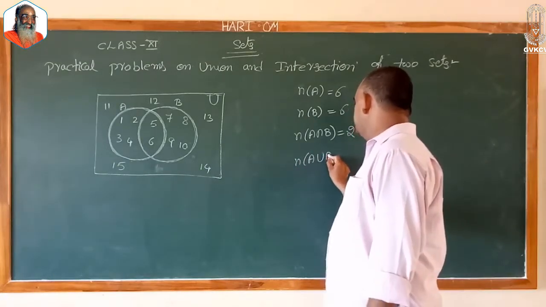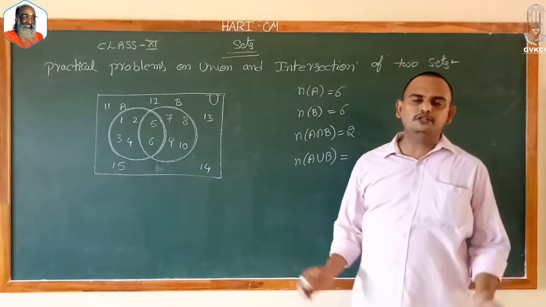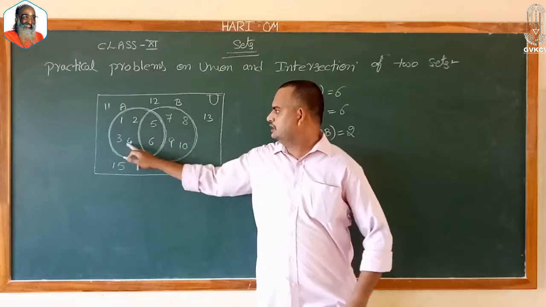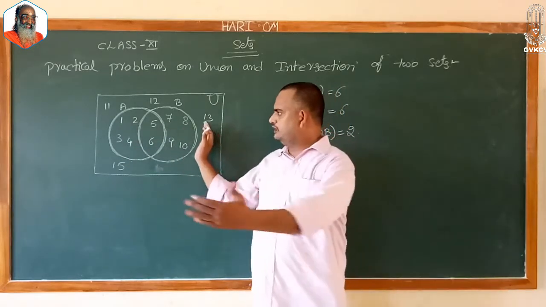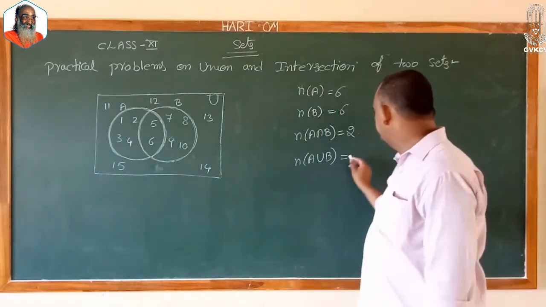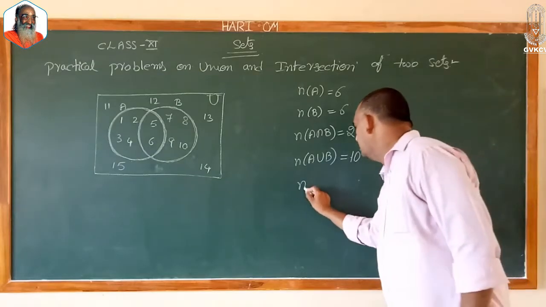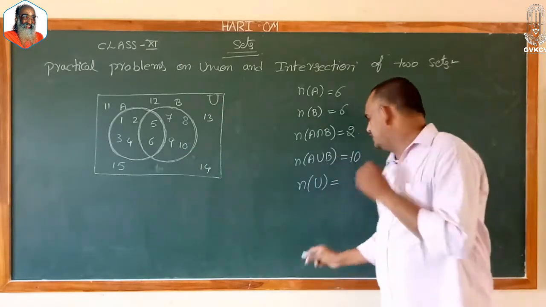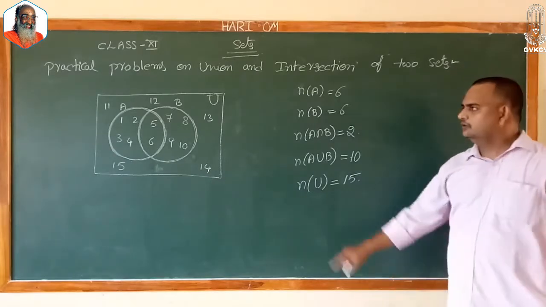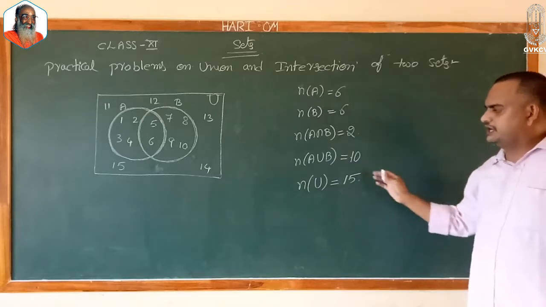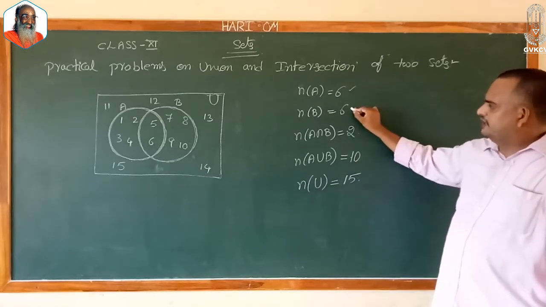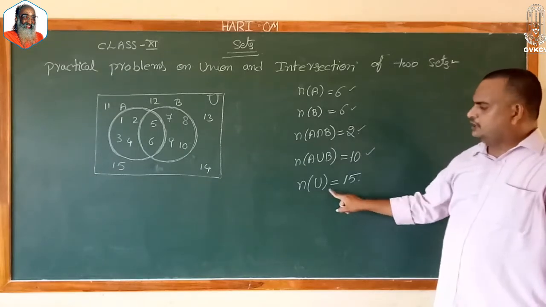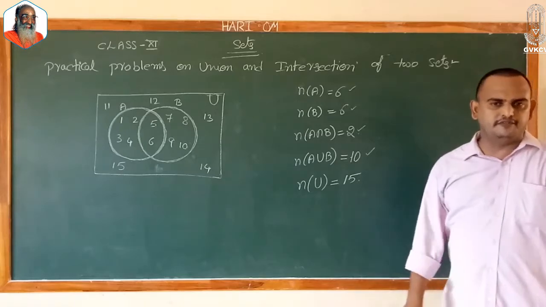Now n of A union B. Union means together. Together, how many elements do we have? 1, 2, 3, 4, 5, 6, 7, 8, 9, 10. When we consider these two circles together, we have 10 elements. Now n of mu means the universal set. In the entire rectangular box, we have 15 elements. So from that Venn diagram, these are the observations: number of elements in A is 6, in B is 6, in the intersection is 2, under the union is 10, and the total number of elements in the universal set is 15.